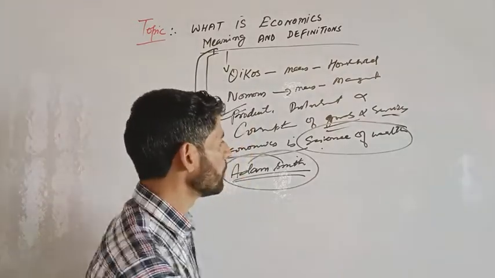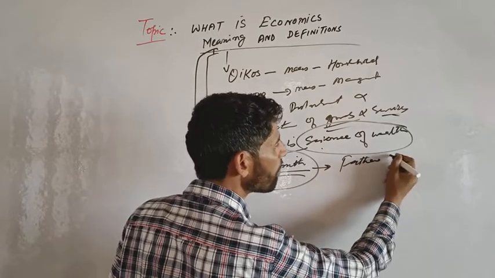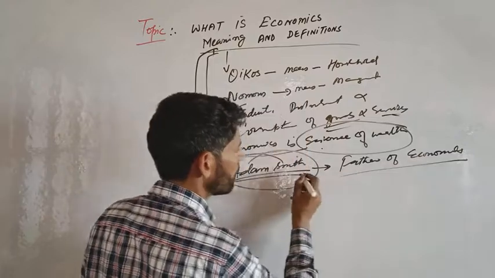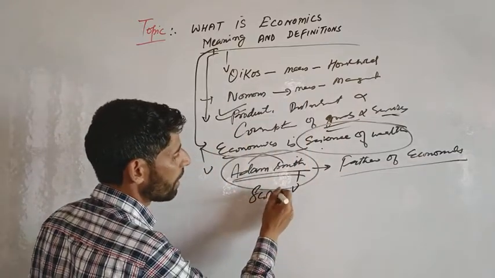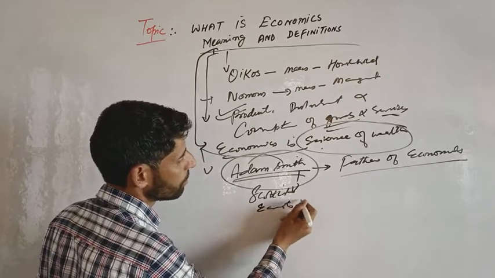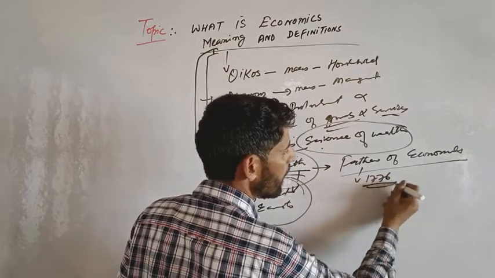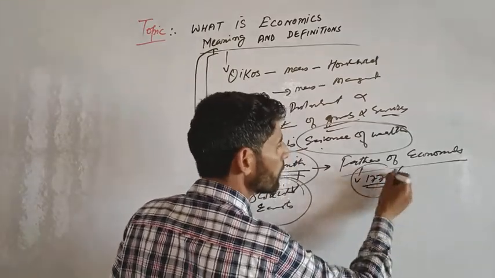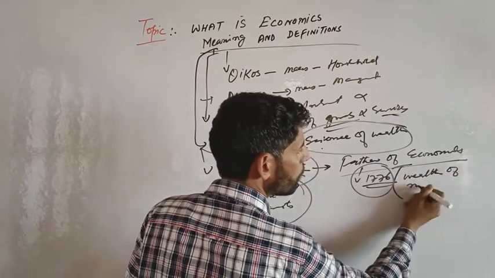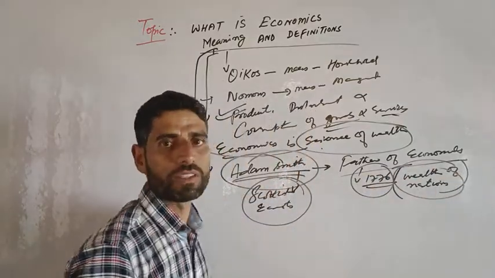Adam Smith, as we know, is known as the father of economics. He was a Scottish economist. In 1776, he wrote his famous book, The Wealth of Nations. The Wealth of Nations is a famous book of Adam Smith, the father of economics.